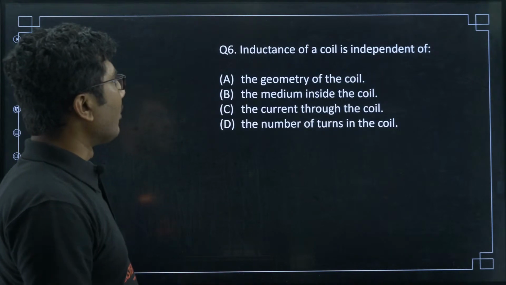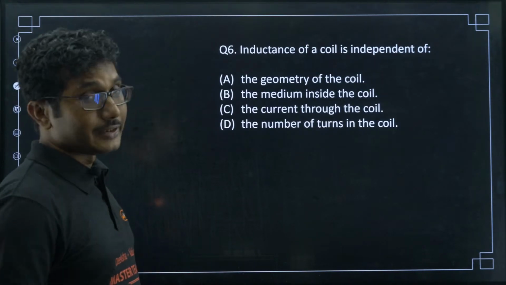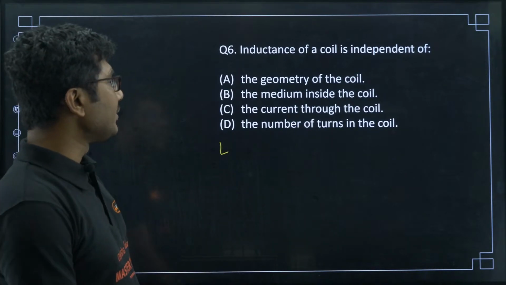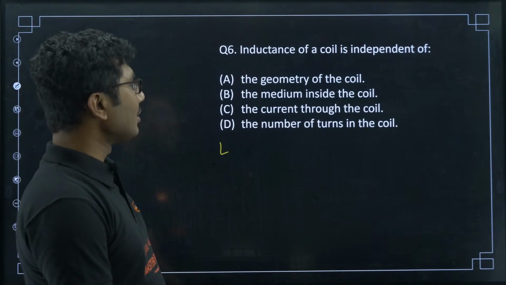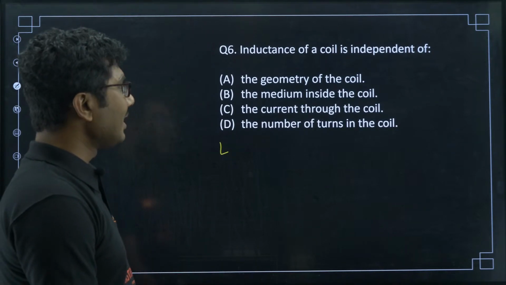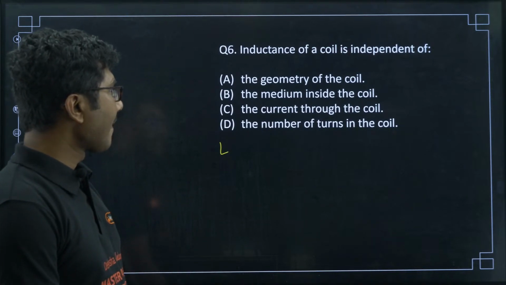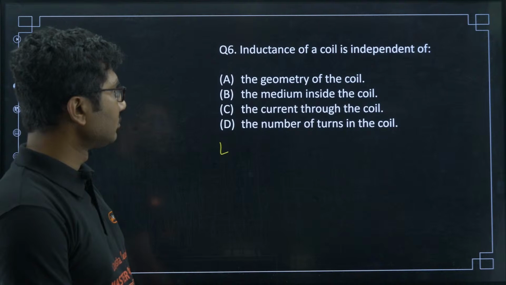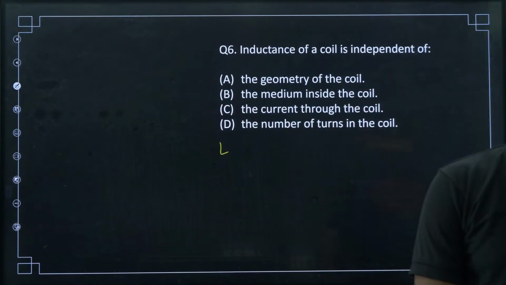Okay. Now, next, inductance of a coil is independent of: the geometry of the coil, the medium inside the coil, the current through the coil, the number of turns in the coil. Very interesting question. Shagupta is saying 6B, Pradeep is saying 6A.